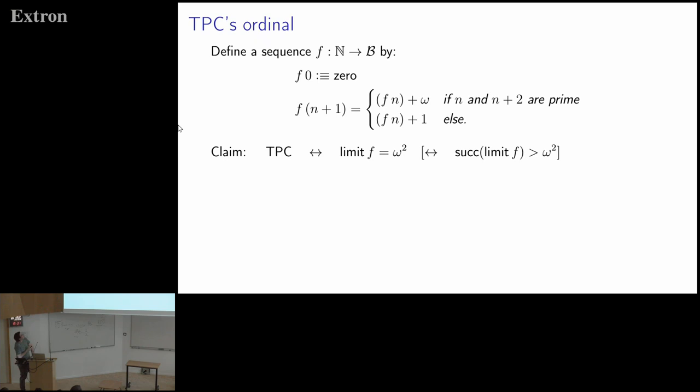Now you can show that the limit of the sequence is equal to omega squared exactly if the twin prime conjecture holds. Intuitively, this is because the twin prime conjecture holding means that we have been in this first case here omega many times, which means we have increased this number by omega many times, which gives us omega squared. And if it does not hold, then we only do this finitely many times, so we reach some omega times n, but we don't reach omega square.